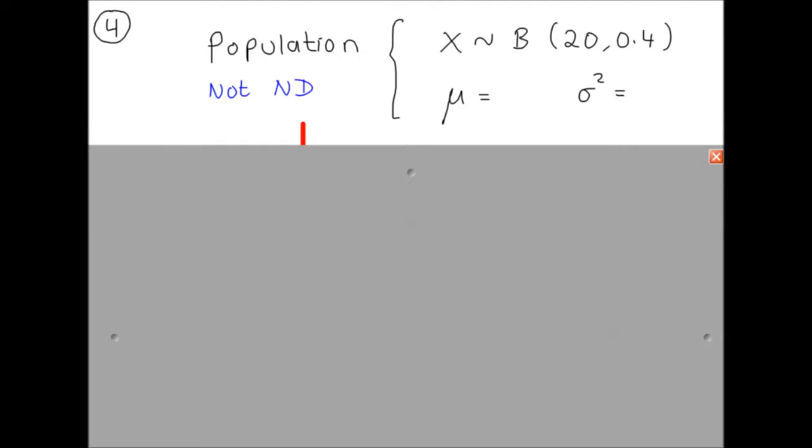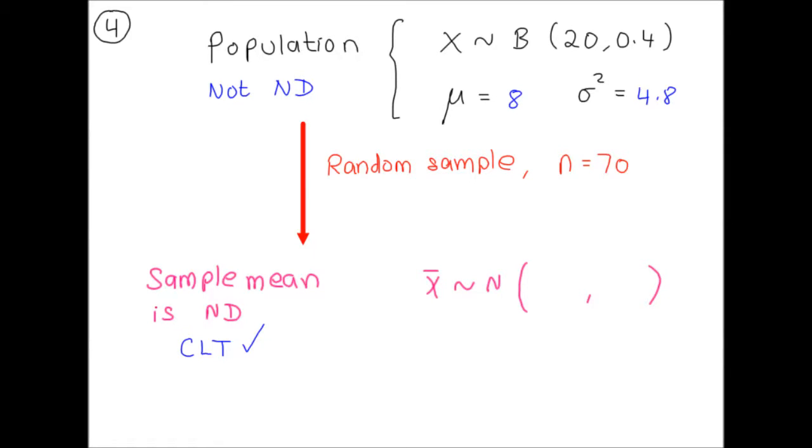Example 4, this time we're starting off with a population which follows a binomial distribution. So the first condition of the CLT is met. The population is not normally distributed. We work out the mean and variance. We take a large random sample of size 70. The CLT states that the sample mean will have a normal distribution with a mean of 8 and a variance of sigma squared over n, so 4.8 over 70.